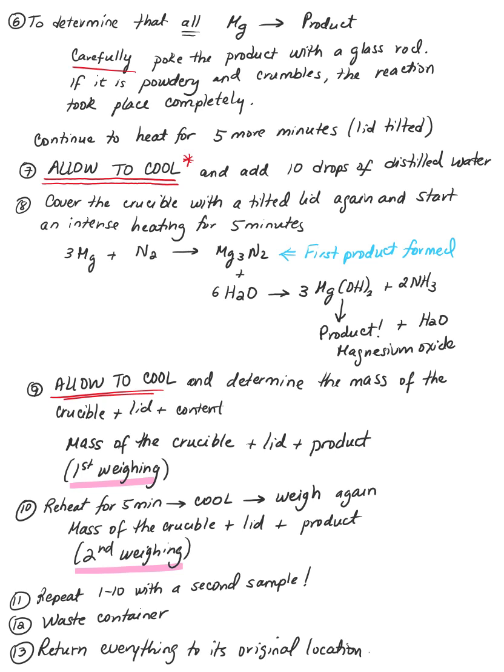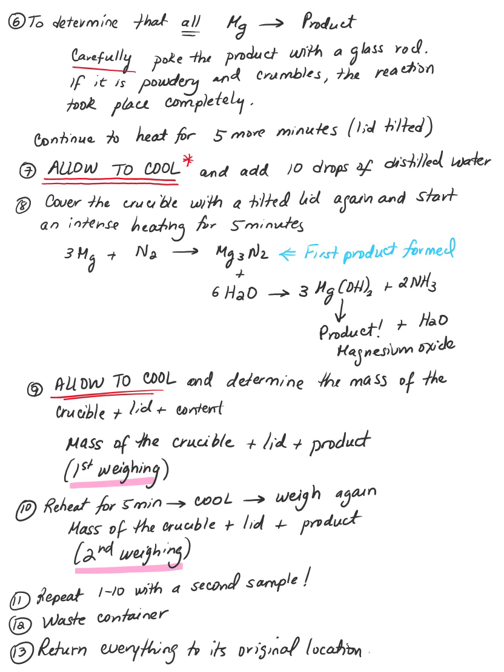Sometimes the magnesium will crumble and you don't have to even poke it, but sometimes it will burn, but it will remain with the same shape of your coil like when you started the experiment with. So just poke it with your glass rod to see if the magnesium actually crumbles. It will look like a powder. If that happens, now you're good. You can keep going on.